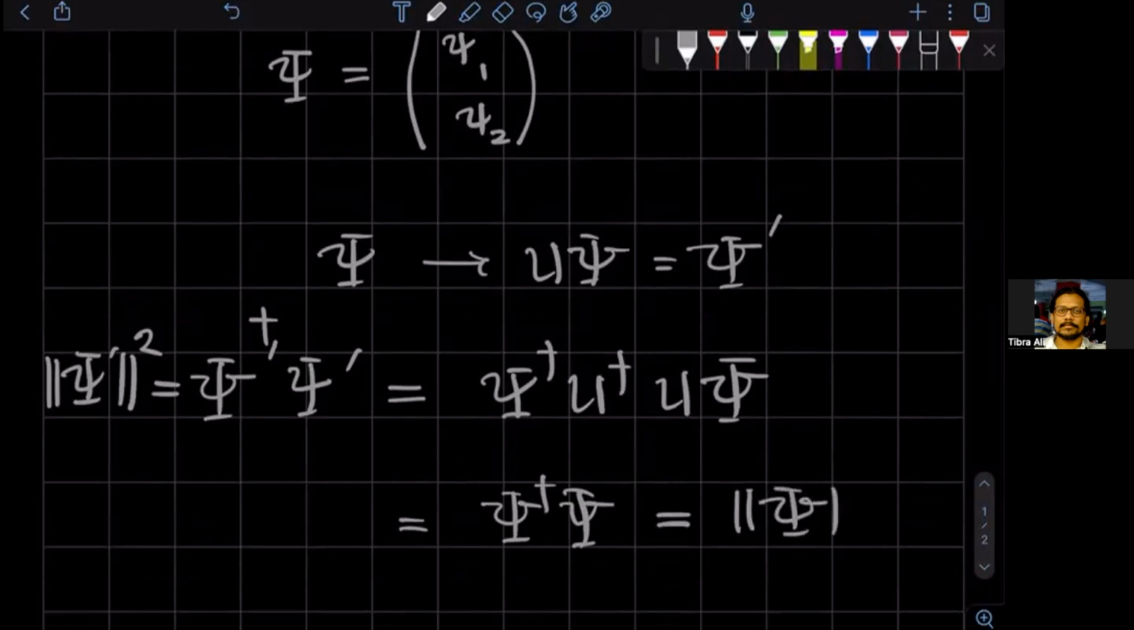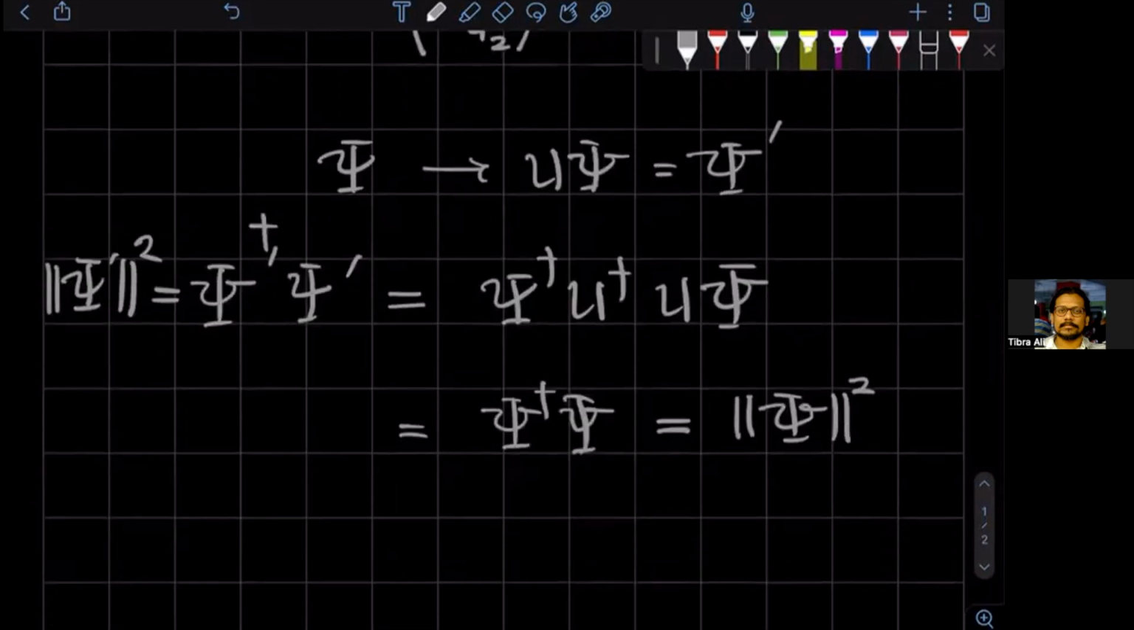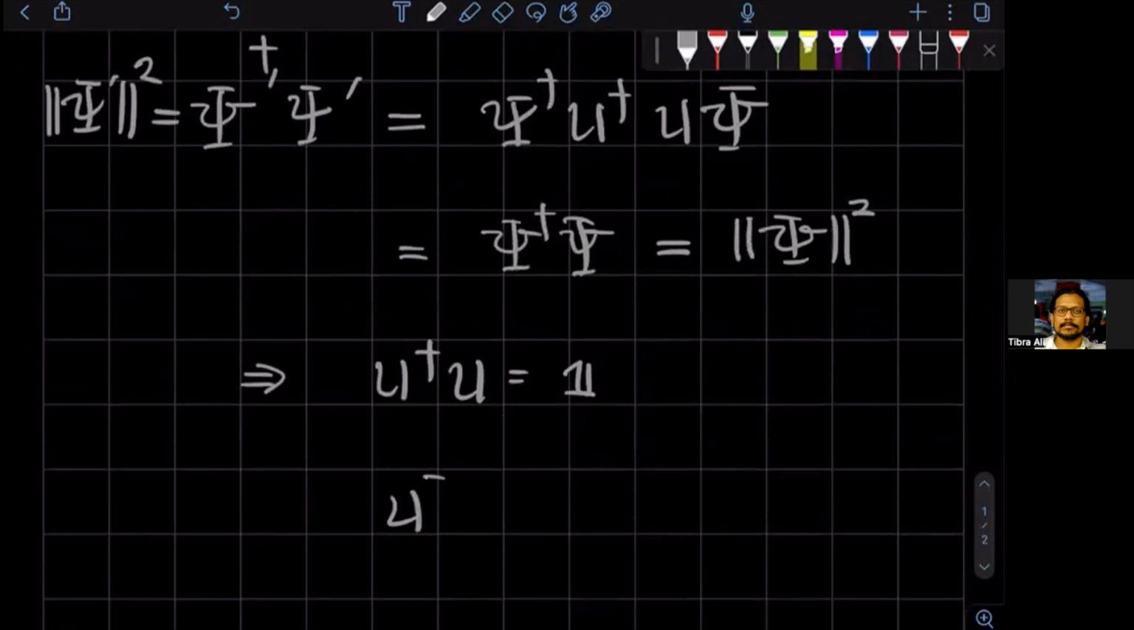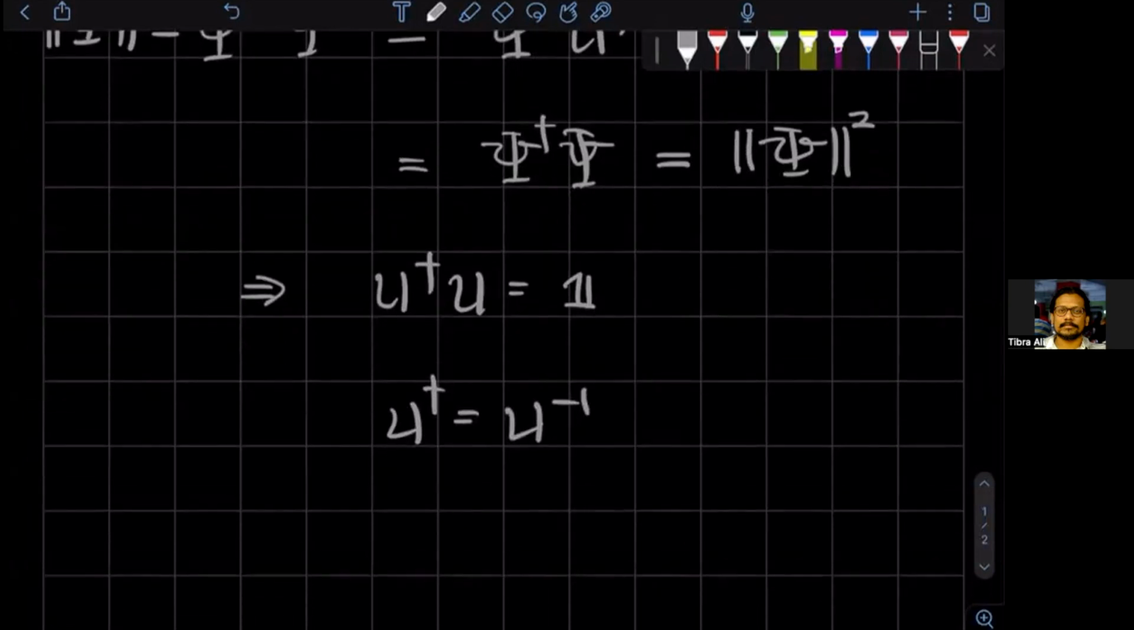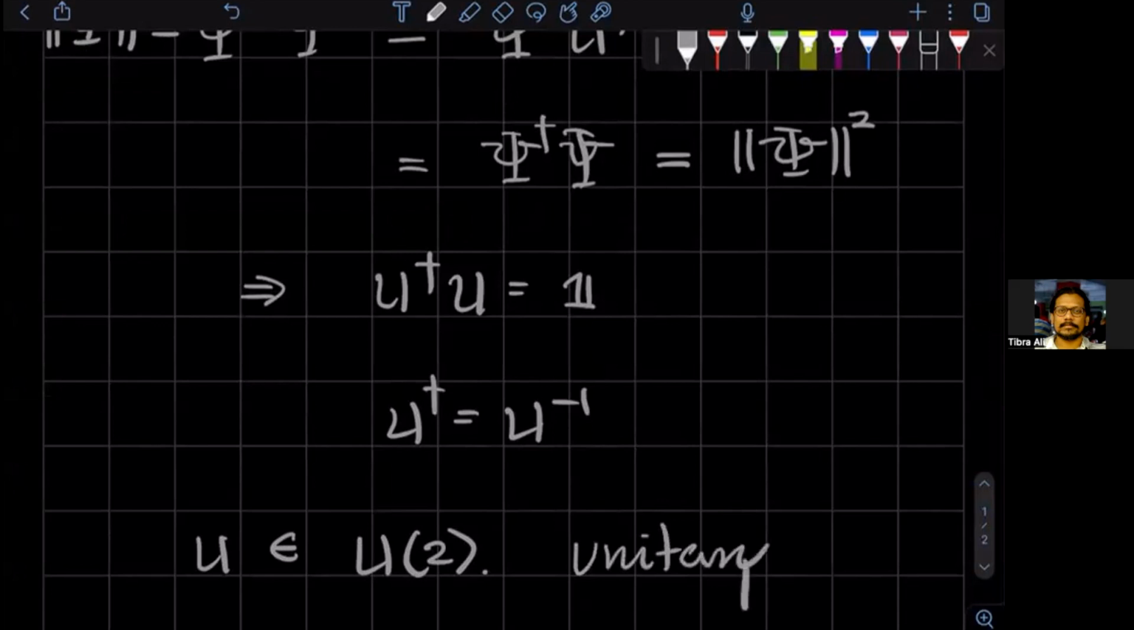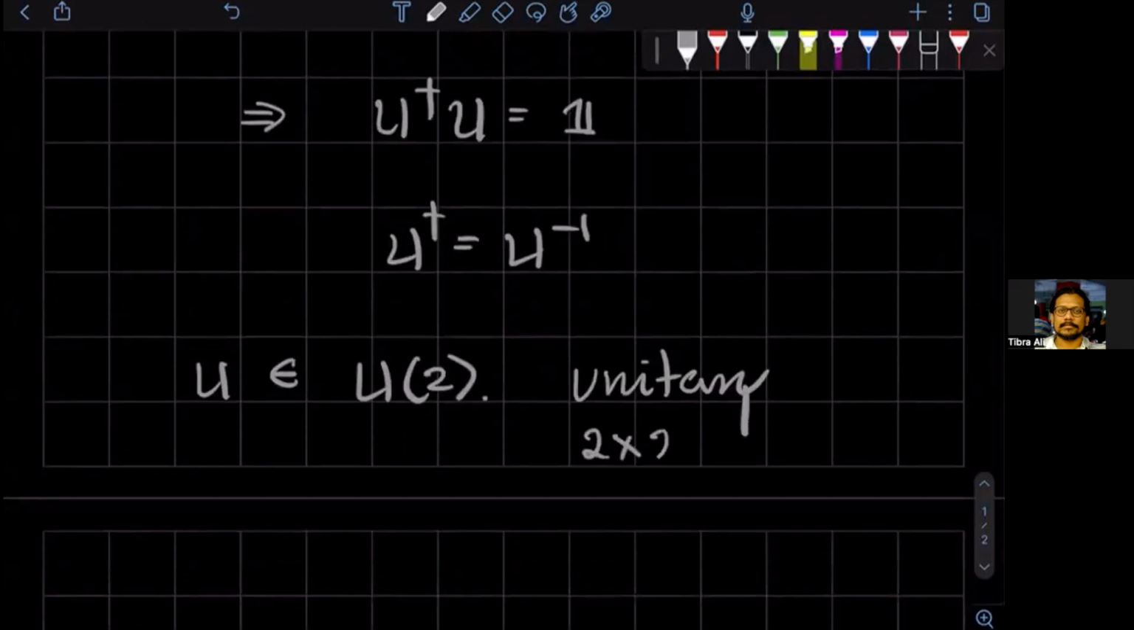So if this is going to be equal to psi dagger psi, which is of course the norm squared of psi, then we must have that u dagger u is 1. In other words, u dagger is the inverse of u. So such matrices form a group called U2. U stands for unitary, and 2 stands for a 2 by 2 matrix. Okay, is this clear? Yes, sir.